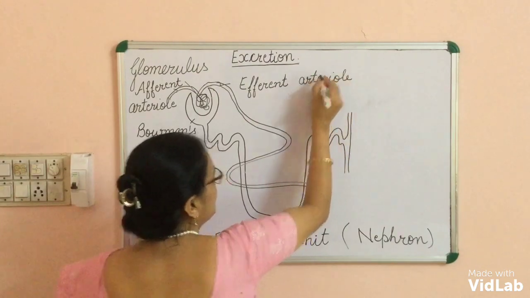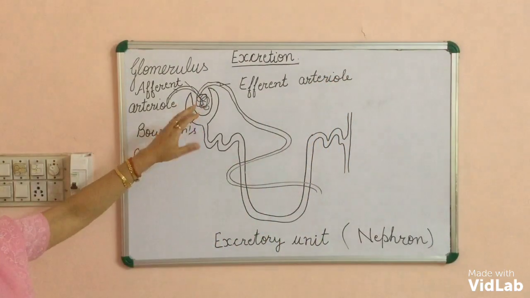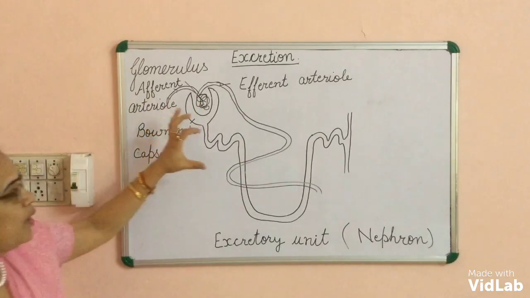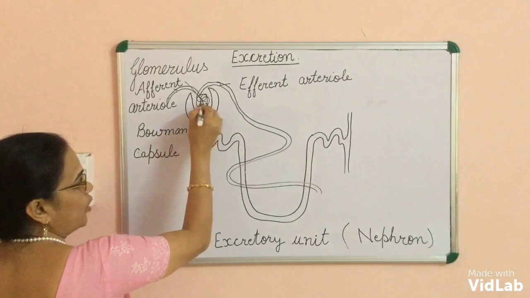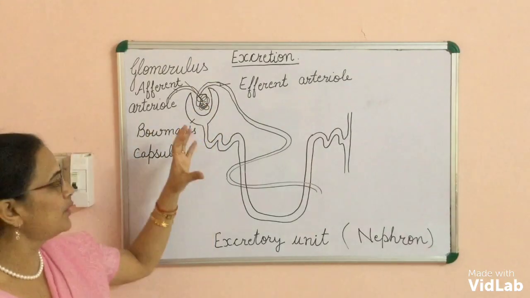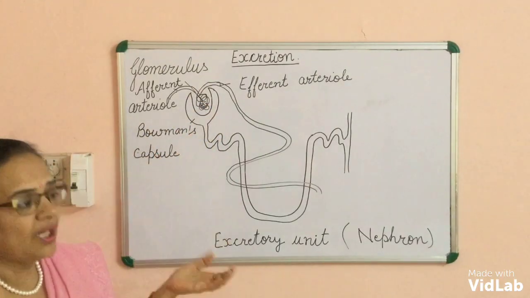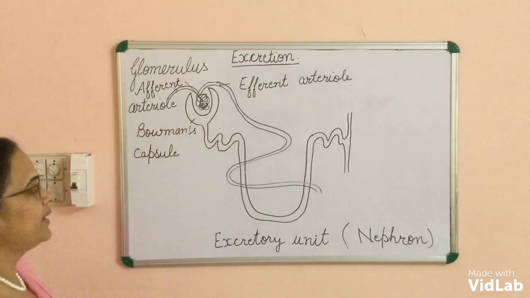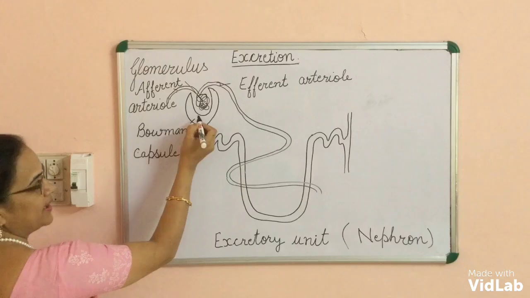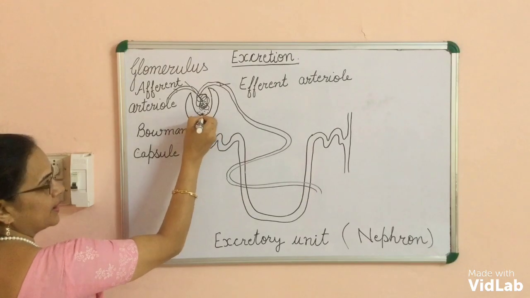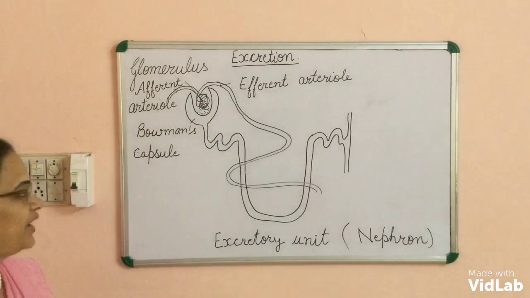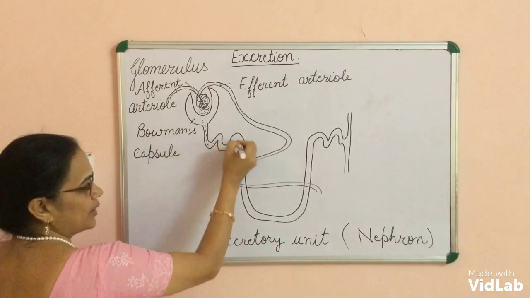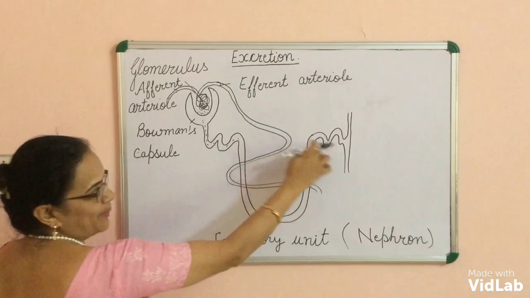The diameter of the efferent arteriole is less than that of the afferent arteriole, so a pressure develops in this glomerulus, and the walls of the glomerulus are very thin. Because of the pressure and thin walls, some liquid comes out from the glomerulus into this Bowman's capsule. This is known as filtrate. Then this filtrate moves through this circular tubular part.